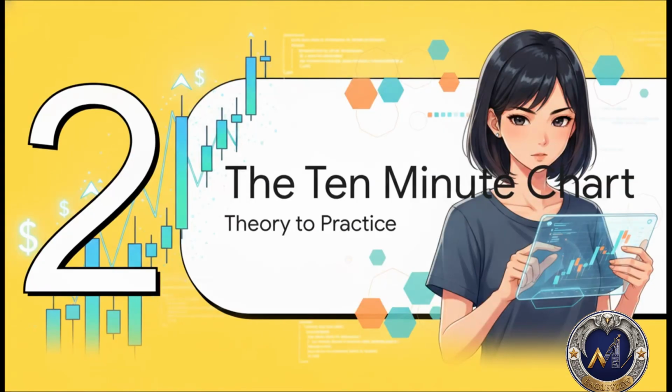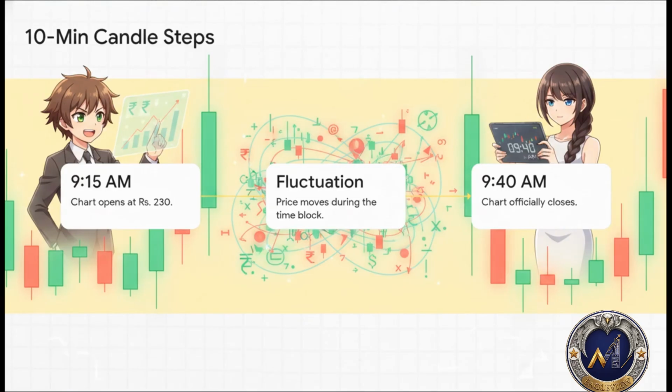Okay, section 2, the 10-minute chart. Let's take this from theory to practice. Let's apply this anatomy to a real-world scenario so it really clicks. Imagine you open up a chart tracking 10-minute time blocks. Step 1. At exactly 9:15 a.m., the market opens, and let's say the stock is trading at rupees 230. That's our opening price. It'll be either the bottom edge or the top edge of our candle body, depending on how things play out.